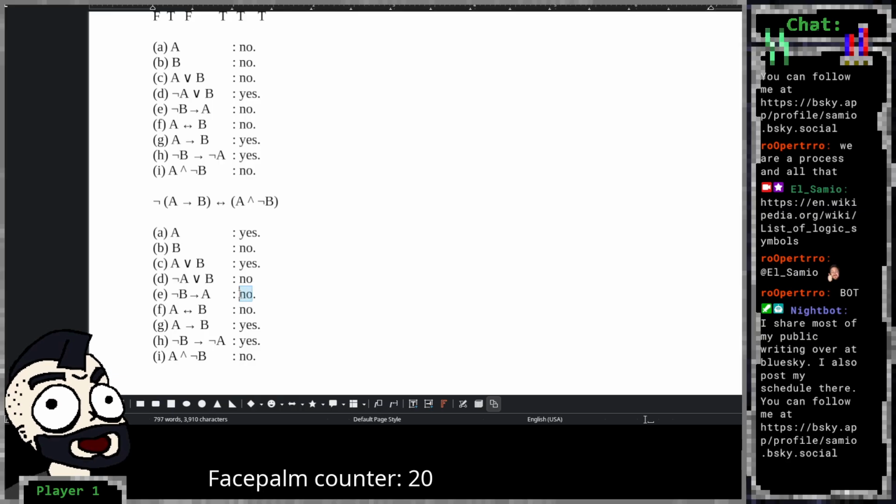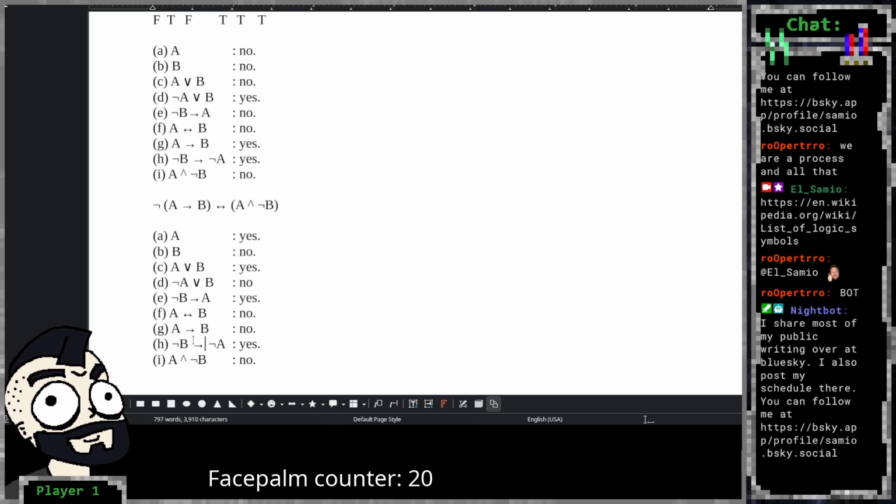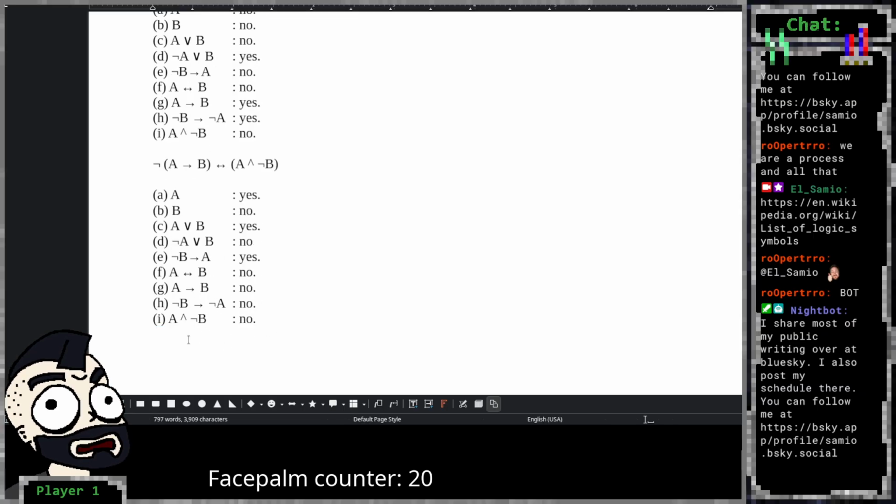Not B implies A? Yes, because A is true. So I don't care about the antecedent. A if and only if B? No, because we know that they have different values. A is true and B is false. A implies B? Absolutely not. This is a negation. We have the opposite of that. Not B implies not A? But we just proved that this formula and this formula are equivalent, so no. If you don't follow, if G is not logically implied, then neither is H. A and not B? Yes, it is the same formula, and every formula implies itself.